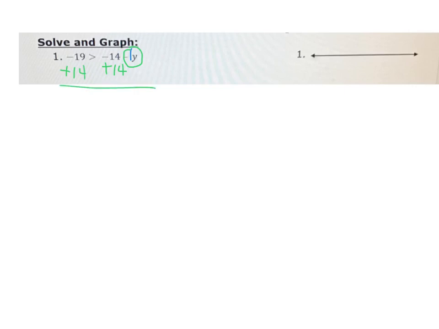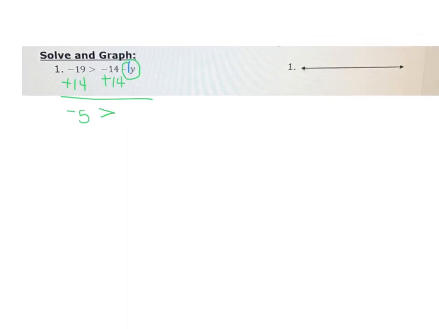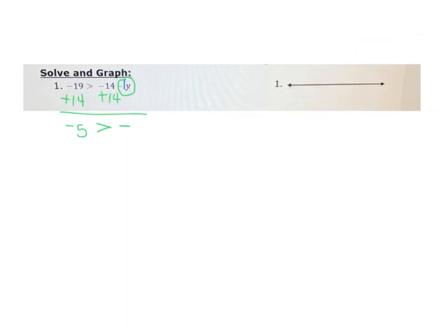Okay, when I do that, negative 19 plus 14 is negative 5 is greater than negative 1y. Keep moving the problem. Okay, so what do I need to do now? I need to divide both sides by negative 1. And negative 5 divided by negative 1 is 5. Now, this is something you guys are forgetting, that remember when you multiply or divide both sides of an inequality by a negative, which we just did, we have to totally flip our sign. So instead of greater than, it's now less than. And then on the right side, we have y.